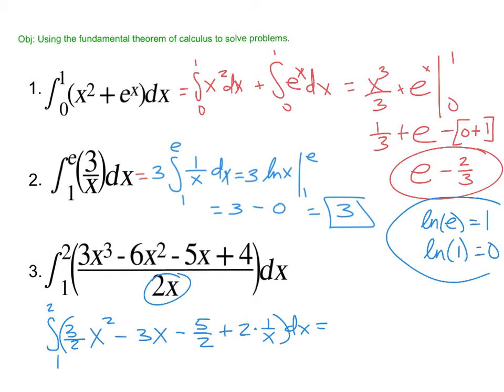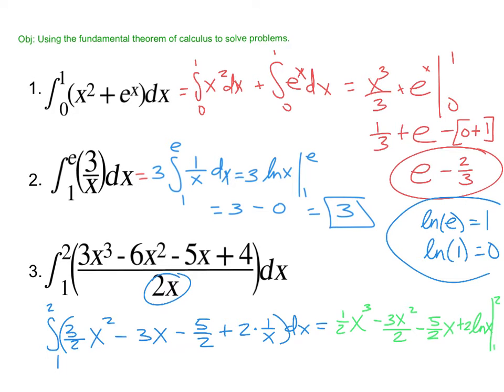So let's see, I get 3 over 2x squared, that's x cubed, and when I divide, the 3's cancel. So 1/2 x cubed minus 3x squared over 2 minus 5 over 2x plus 2 ln of x, from 1 to 2. Well, this is going to be annoying to plug in, but we can do it.